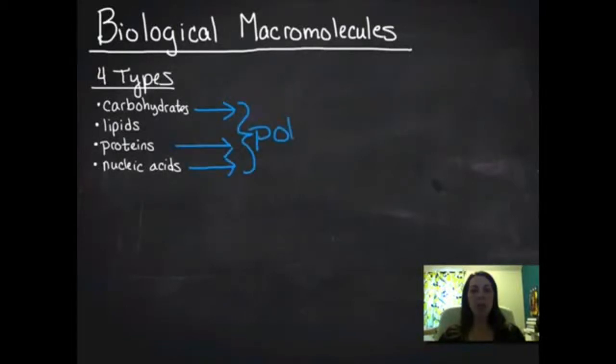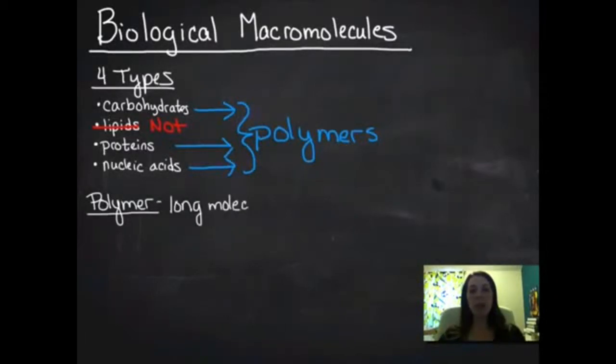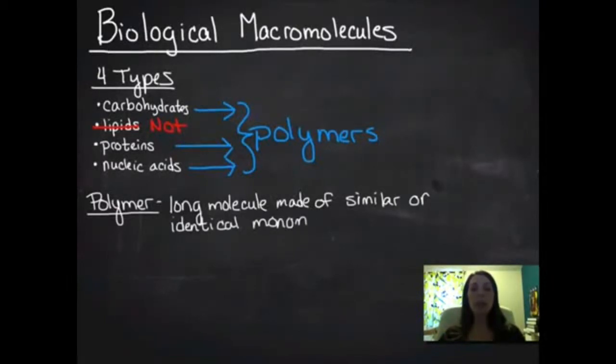So I do want to talk about the fact that these carbohydrates, proteins, and nucleic acids are all what we call polymers, whereas lipids are not polymers. And that's important to remember. We've talked quite a bit about polymers and monomers in class. So a polymer is simply a long molecule that's made of similar or identical subunits, which we call monomers.